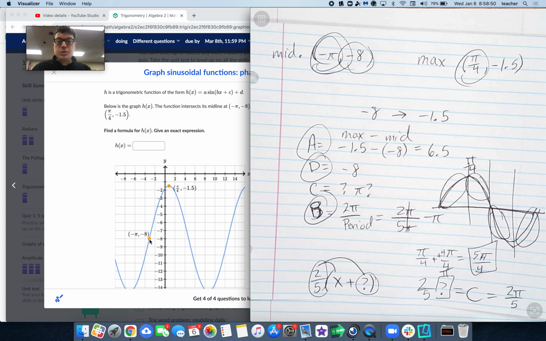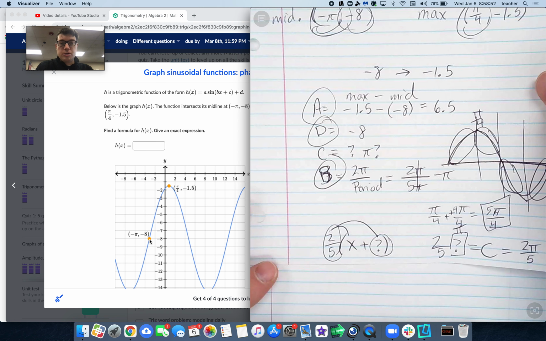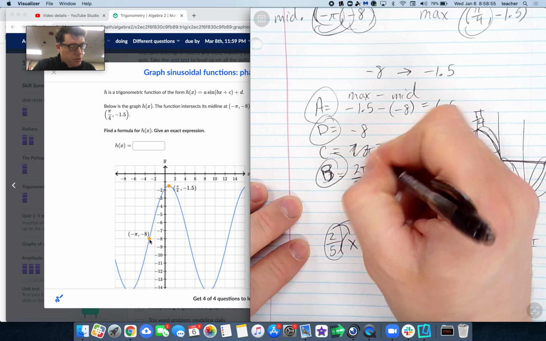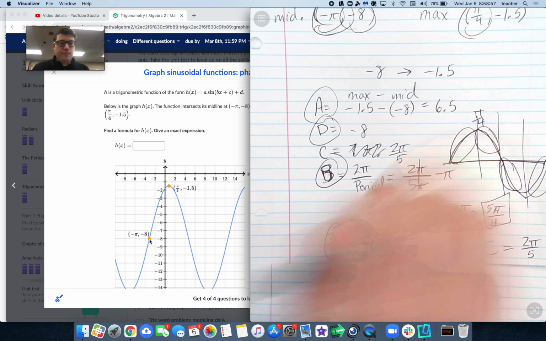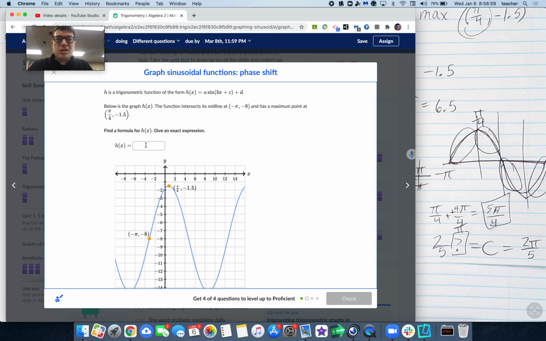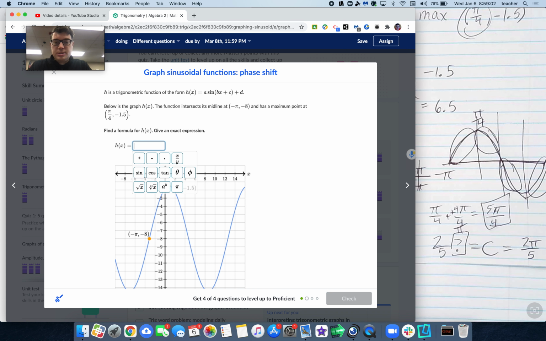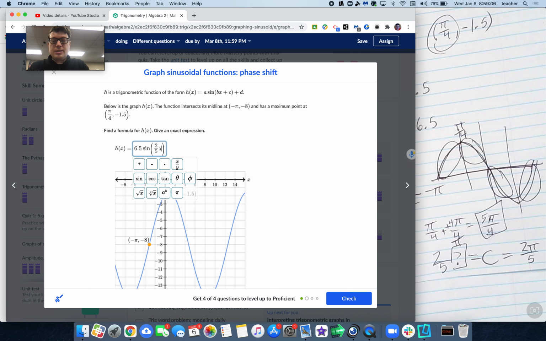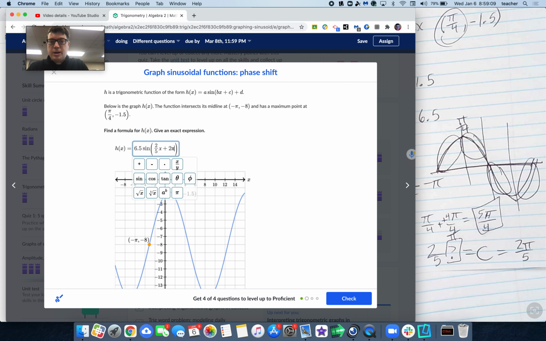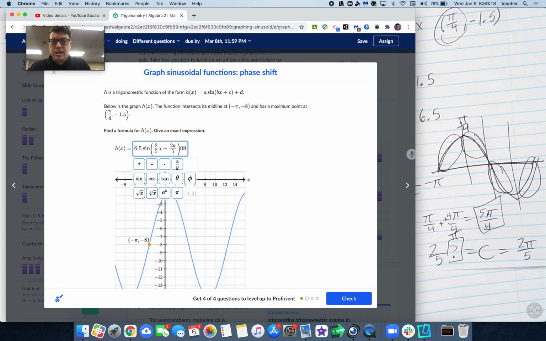Put all 4 of those components in there. Let's see if I can keep them all on the screen. Let me go ahead and acknowledge 2 pi over 5. And I'm going to put all of them together. Let's just see if I get a correct answer. 6.5 sine of 2/5 x plus 2 pi over 5, take away 8. Okay, ready? Fingers crossed. Sure enough, knock on wood.